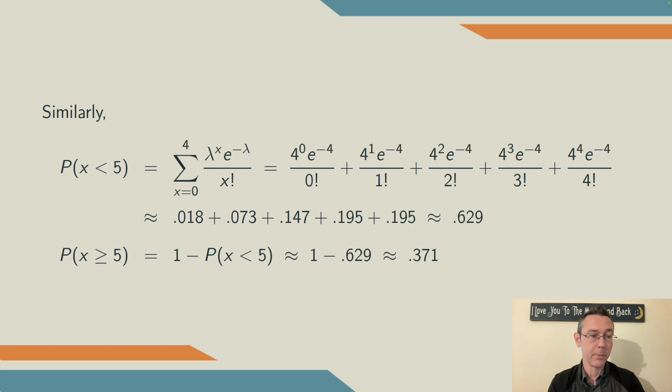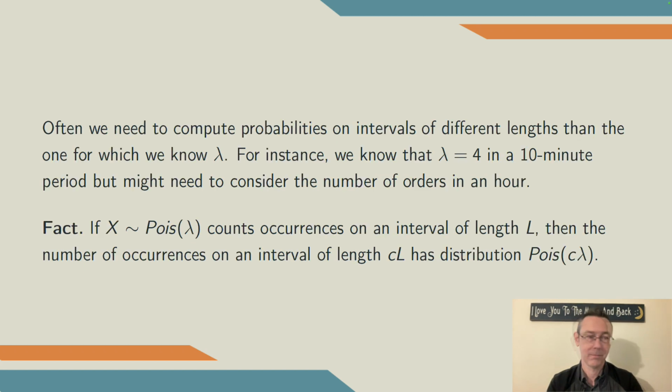Similarly, to get the probability that x is less than 5, we're going to add up the probabilities for all the integers less than 5, starting with 0. When we do that, we get about 62.9%, and the probability that x is greater than or equal to 5 is going to be complementary to that, so we'll do 1 minus the probability that it's less than 5. We get about 37.1%.